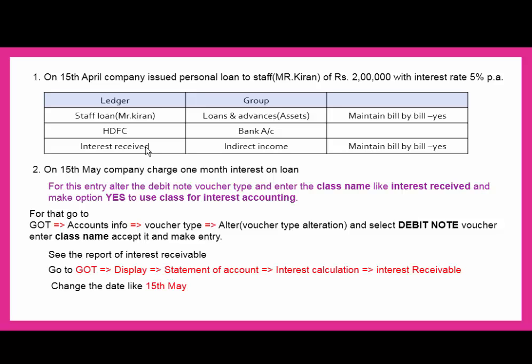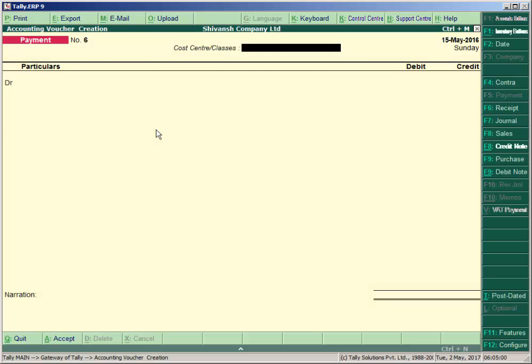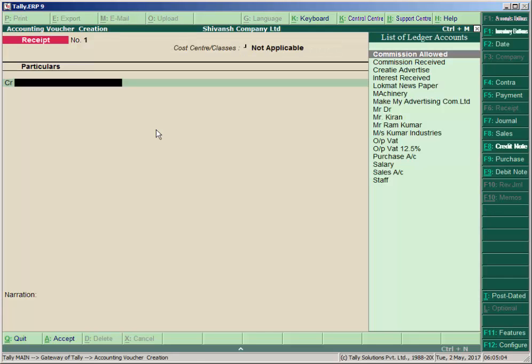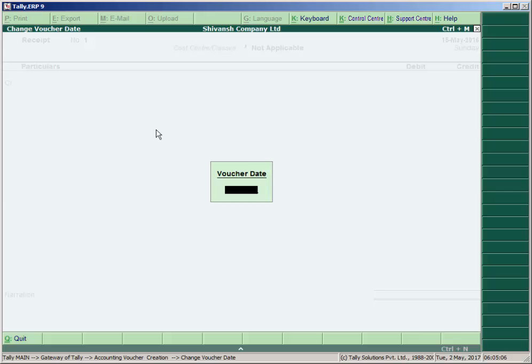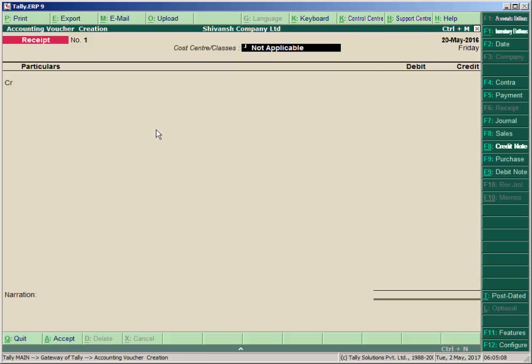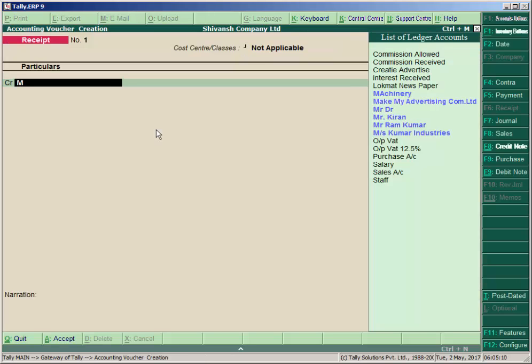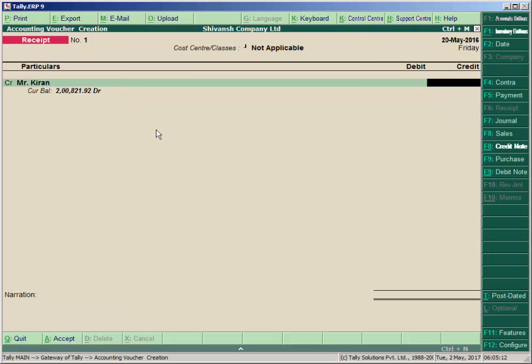The last transaction is on 20th May, received the first installment from Mr. Kiran. The principal amount is 4,000 plus the interest receivable amount. So press F6 and change the date to 20th May, and Mr. Kiran. The amount is 4,821.92. The amount is shown here.